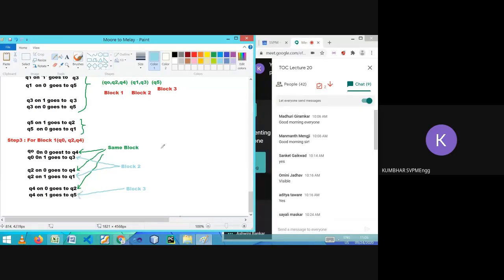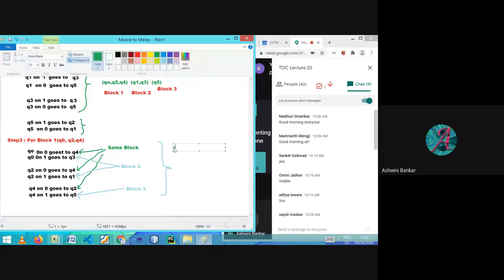and that's why we have to take this Q4 as another block. So the result of all this is that block 2 will get divided into Q0, Q2 as one block, then Q4 in another block, then Q1, Q3 as it is, because we already got that from the partition, and then Q5.